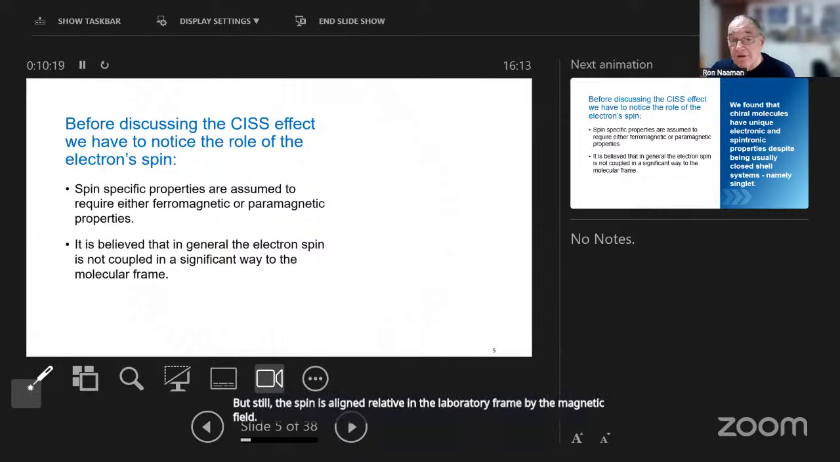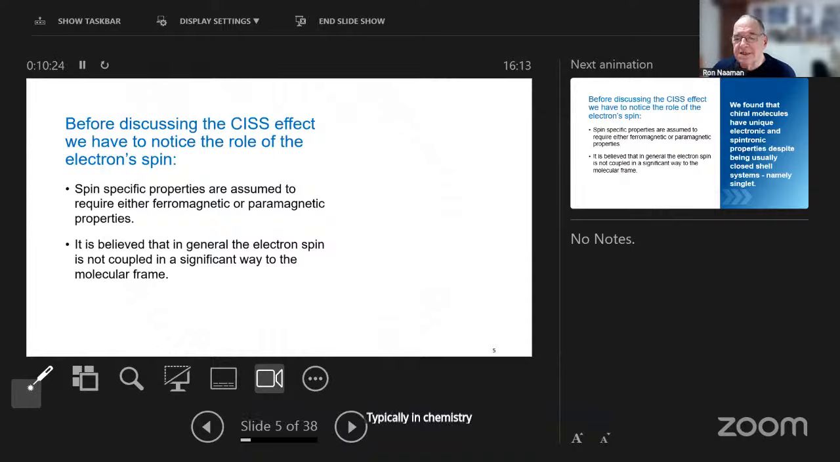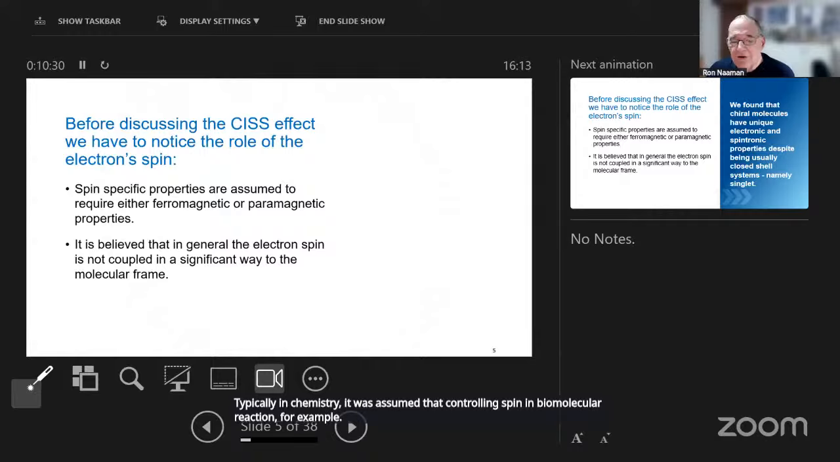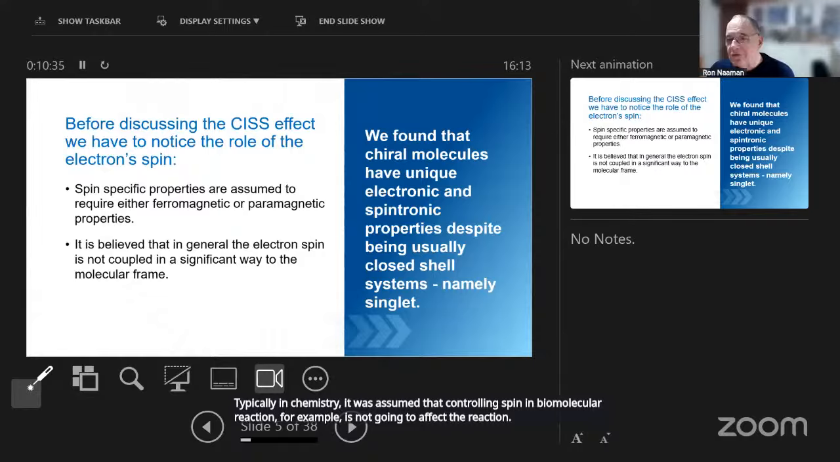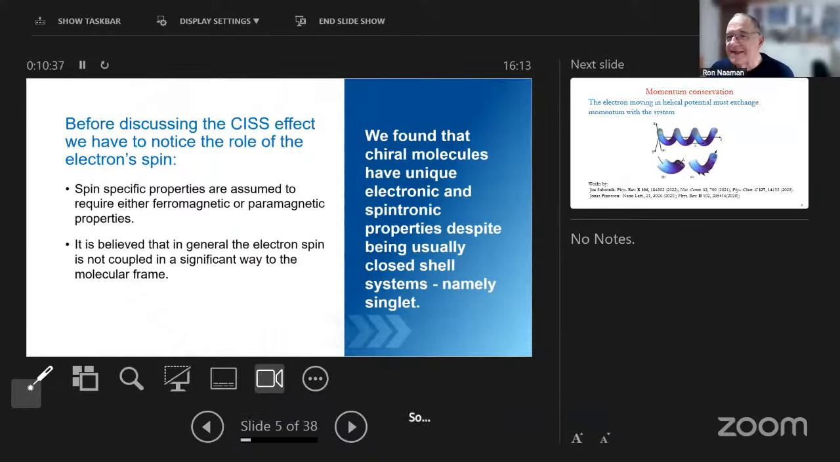Because of this, it was typically assumed in chemistry that controlling spin in a bimolecular reaction, for example, is not going to affect the reaction. What the CISS effect tells us is that, first of all, even for chiral molecules that are singlet, the spin plays an important role. And interestingly, the spin is strongly coupled to the molecular frame.